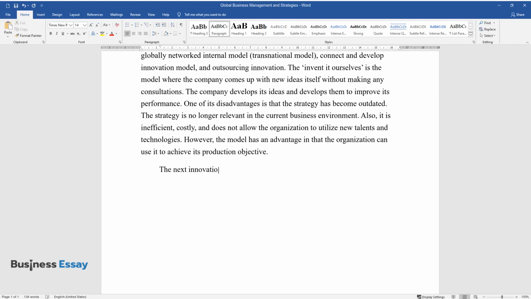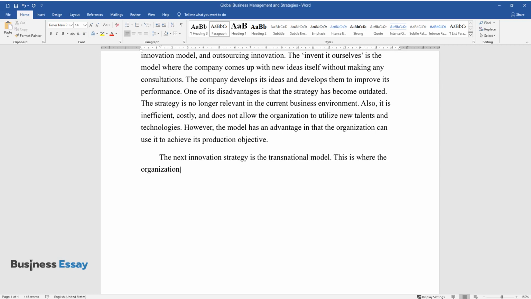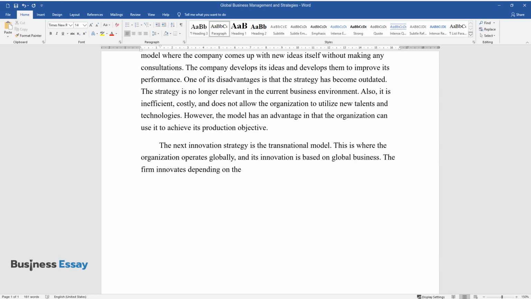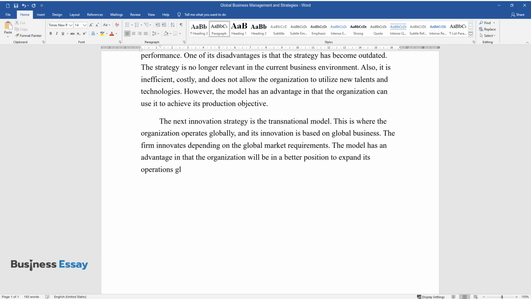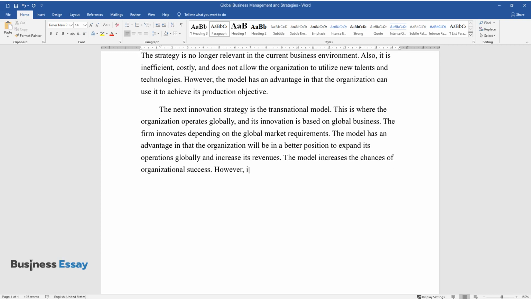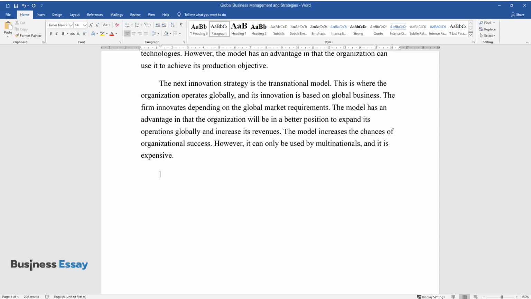The next innovation strategy is the transnational model. This is where the organization operates globally, and its innovation is based on global business. The firm innovates depending on the global market requirements. The model has an advantage in that the organization will be in a better position to expand its operations globally and increase its revenues. The model increases the chances of organizational success. However, it can only be used by multinationals, and it is expensive.